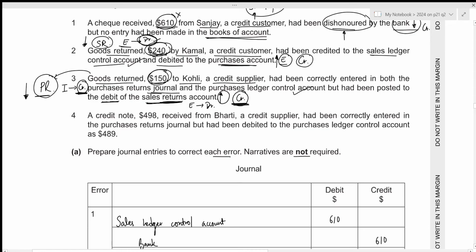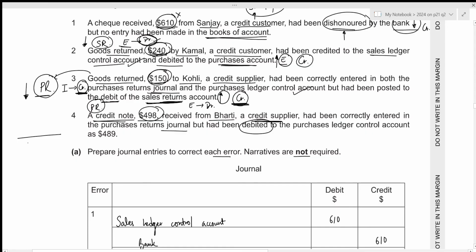Now for the fourth one, a credit note 498 received from Bharti, a credit supplier. Okay, we're talking about credit note. Credit note is always issued by the supplier in case of returns. And in this case, we're talking about our supplier, which means that we are talking about the purchases returns. So the purchase returns was of 498. It had been correctly entered in the purchases returns journal, but had been debited to the purchases ledger control account.